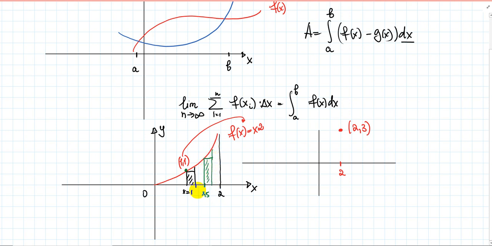What is the height of this rectangle? So again, I need to find the coordinates of this point, right? The coordinates of this point will be 1.5, and 1.5 squared is 2.25. So the height of this rectangle is equal to 2.25. Do you understand why?